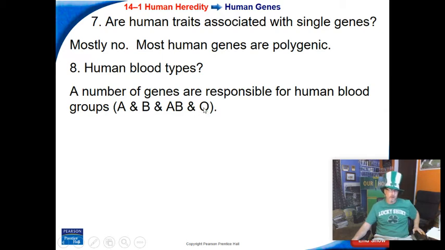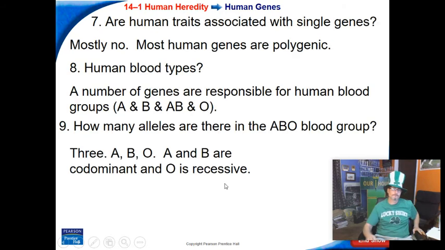And if it throws you off because it's a capital O, you might want to just make it a lowercase o or put a line over this O. Whoa, not bad. How many alleles are there in the ABO? It's 3. So this is a multiple allele situation. Remember, whenever you have a trait that has more than 2 alleles, a dominant and a recessive allele, we refer to it as multiple alleles. So it's A, B, and O. A and B are codominant, and the O is the recessive.